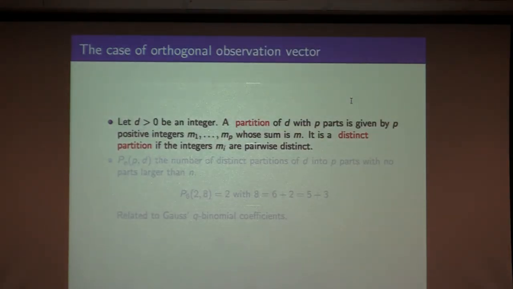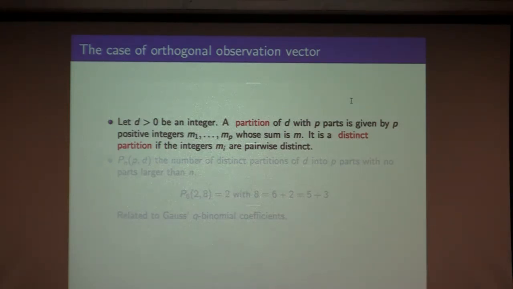The case of vector observations is a bit trickier to handle, mostly because some combinatorics shows up. So I'll need to give you a little bit more terminology. If D is a positive integer, we call a partition of D with p parts p positive integers whose sum is D. Sorry, this was a bit confused, this should be D. So p integers that sum to D form a partition of D in p parts. It is a distinct partition if none of these integers are repeated.